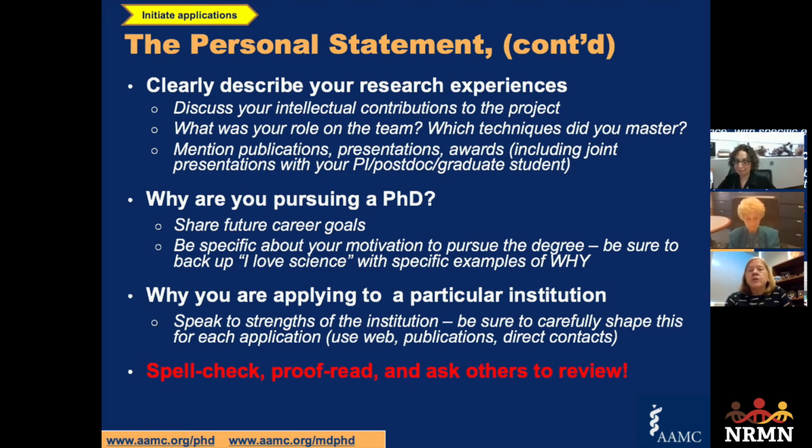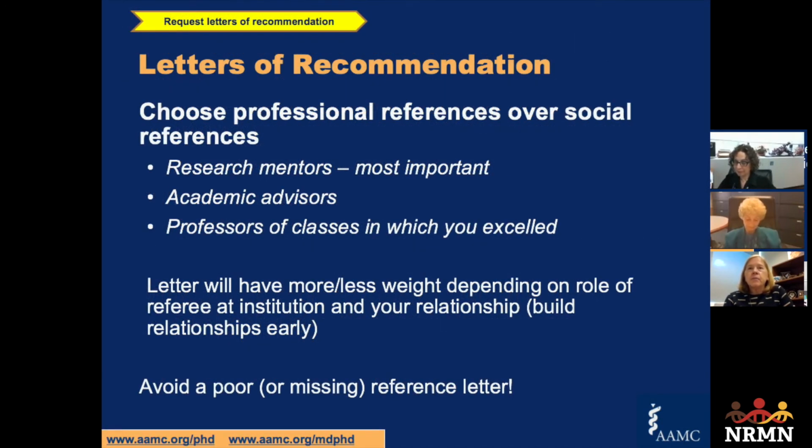It probably goes without saying, but as you write your personal statement, be sure that you give many other people opportunities to review and edit it for you. Run spell check, proofread, proofread, proofread. As I said, your personal statement is our ability to begin to see you as a person, and you do not want to leave a bad impression for misspelled words in your application. Next slide.